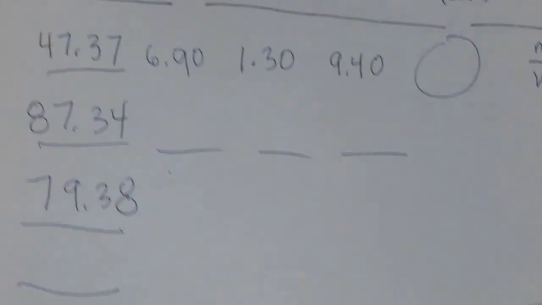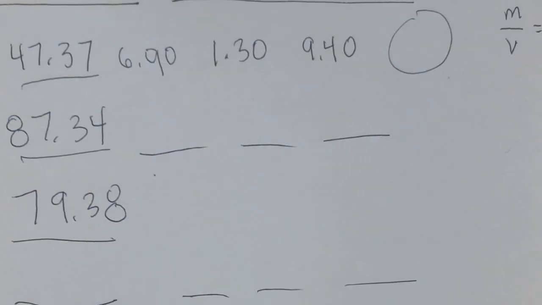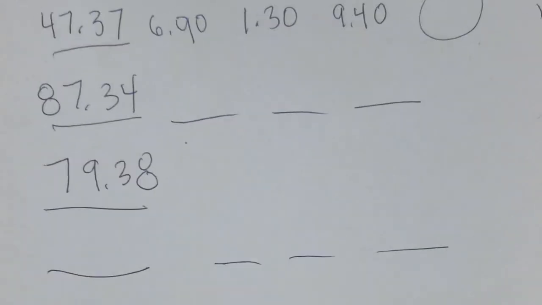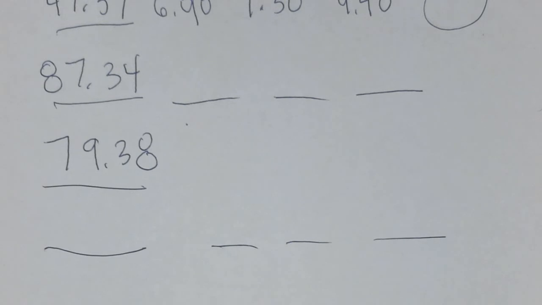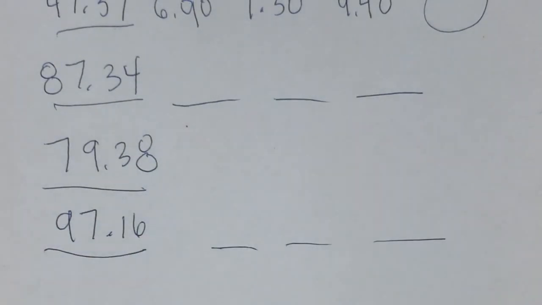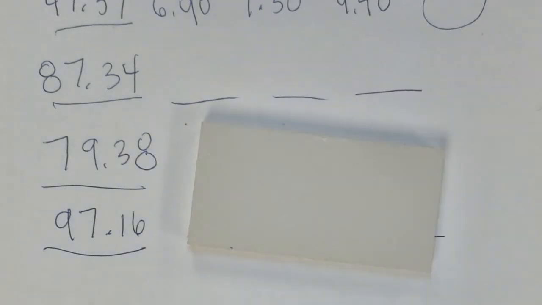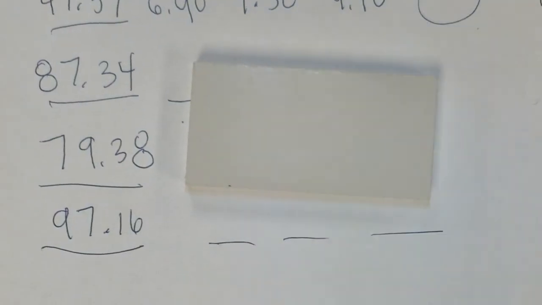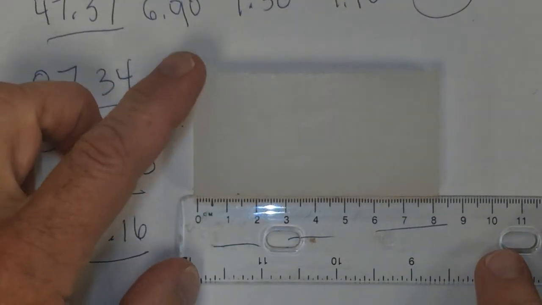All right, so we have the length, width, and height of the clear block now. I'm going to go get the mass, and I'll be right back. All right, this one is 97.16 grams. Got that one. And the last one we have left is the Milky white block. It looks like this. I'll put the ruler up there again, and we'll get the length, width, and height.